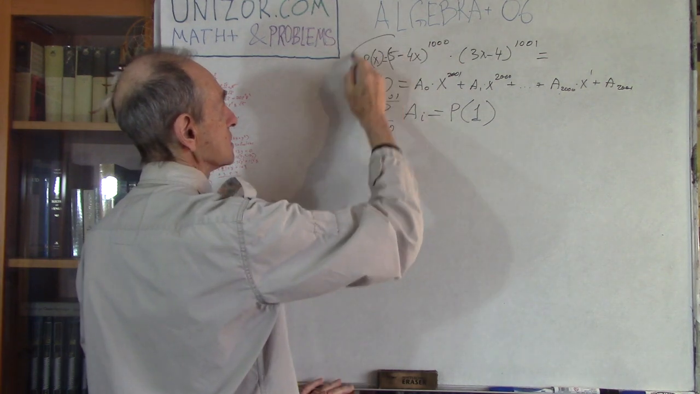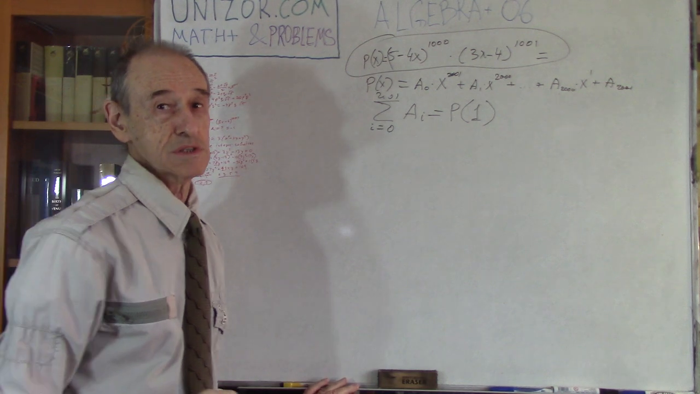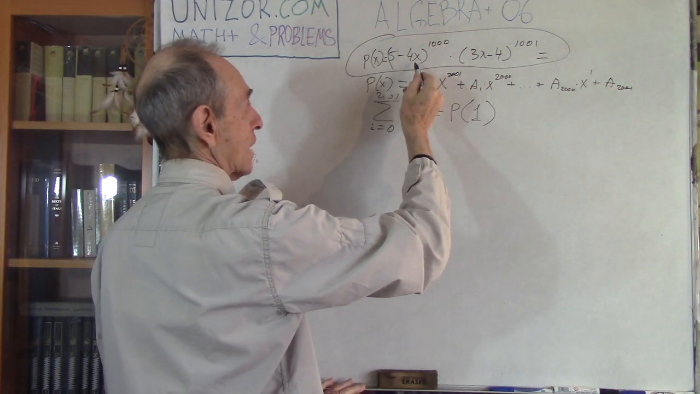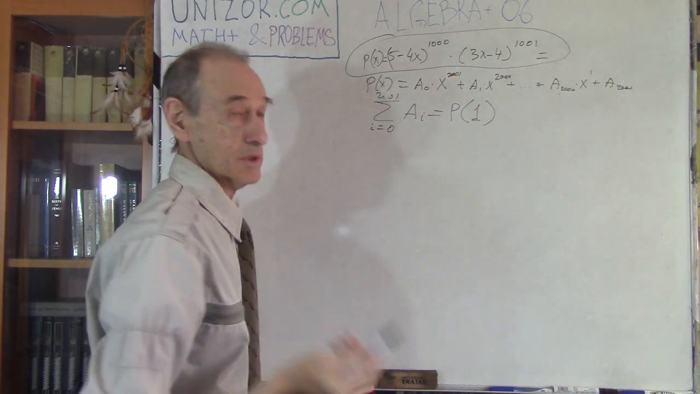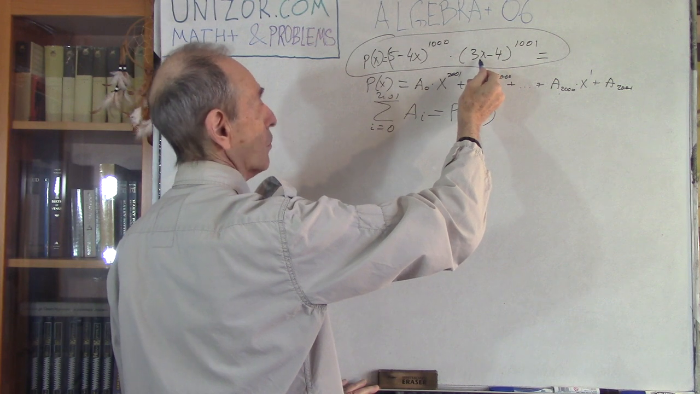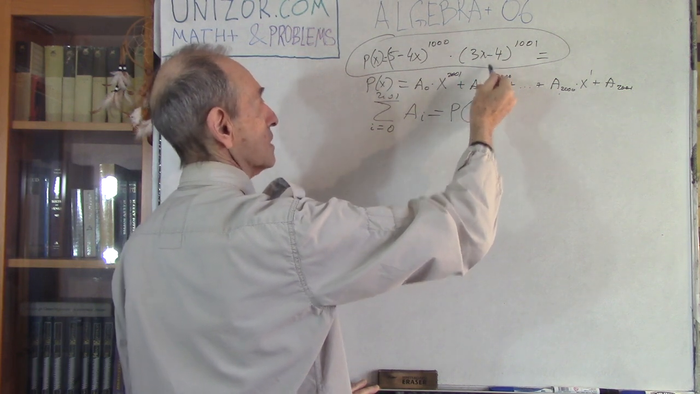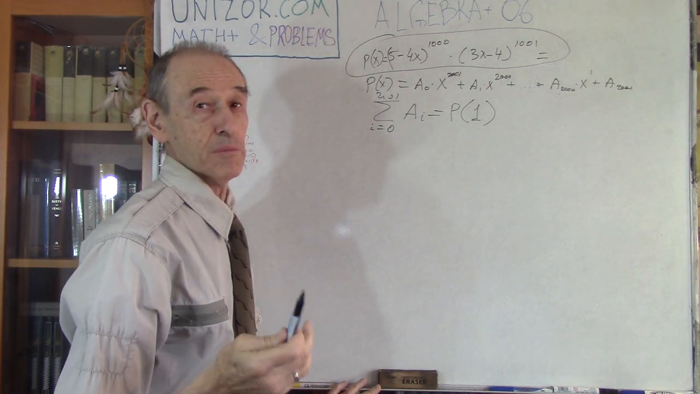But now, let's calculate P of 1 in this representation, which is much easier. For x equal to 1, 5 minus 4x is 1, and 1 to the power of 1000 is 1. 3x minus 4, when x is equal to 1, is minus 1. Minus 1 to the power of 1001, it's an odd number.